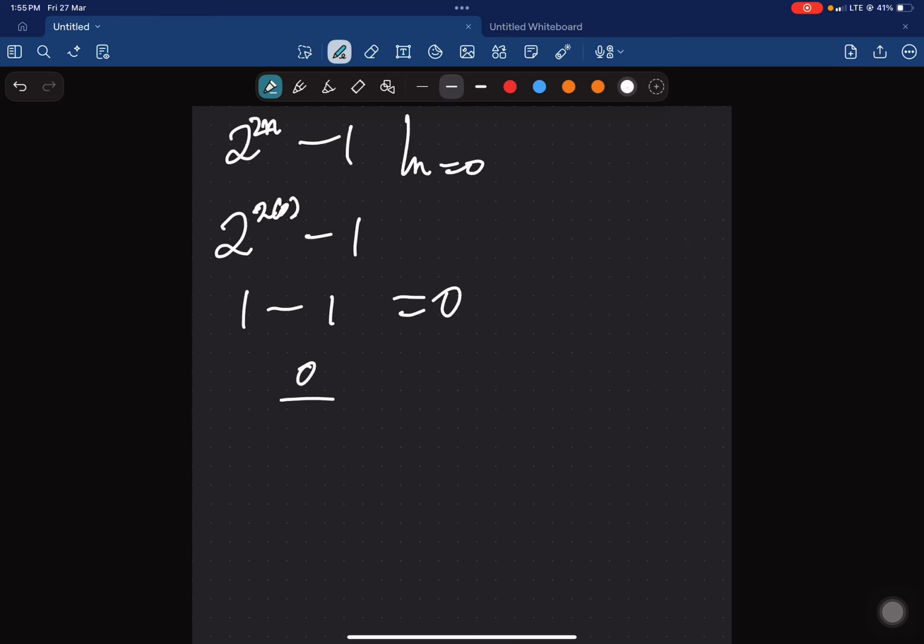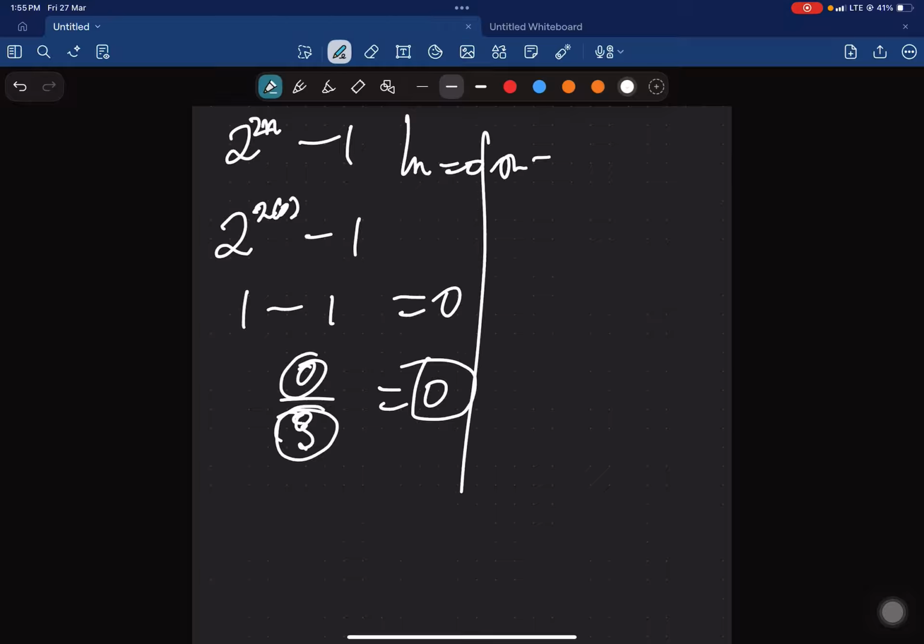So let's see 2 to the power 2n minus 1 for n equals 0. We'll get 2 to the power 2 into 0 minus 1, which is 1 minus 1 equals 0. And of course 0 over 3 is 0. 0 here is an integer. So 3 divides 0.